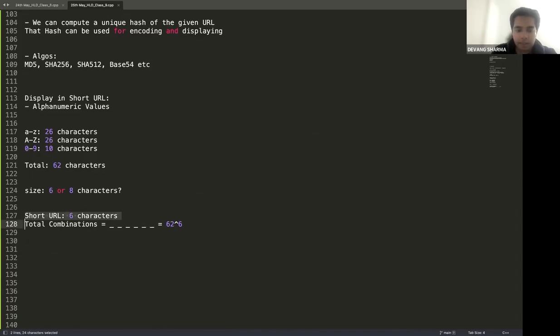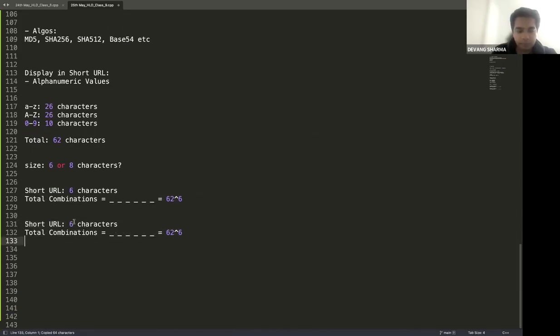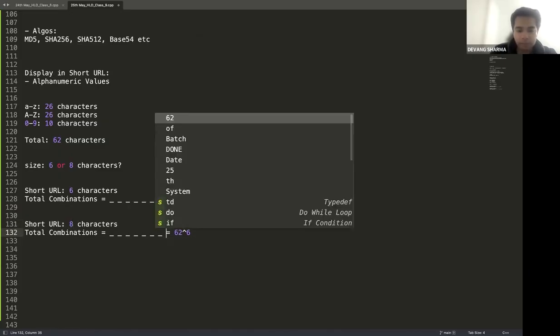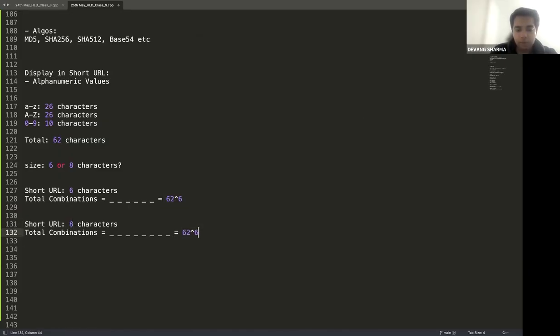If I take 8 characters, I would add 2 more seats, 7 and 8. That will become 62 raised to the power 8. Everybody crystal clear with this first?